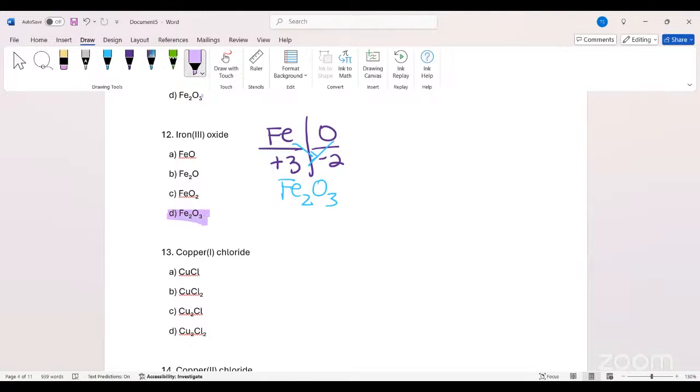Number 13, copper 1 chloride. Copper has a positive 1 charge. Chlorine has a negative 1 charge. So what are those ones going to do? Cancel each other out. So what's the correct answer for this one? Good job. It is letter A.